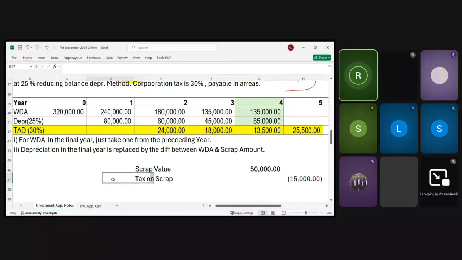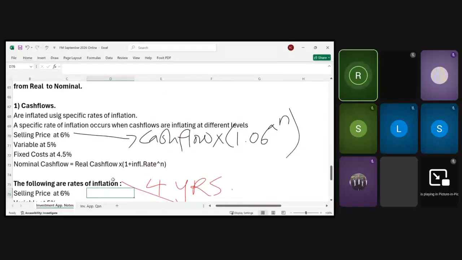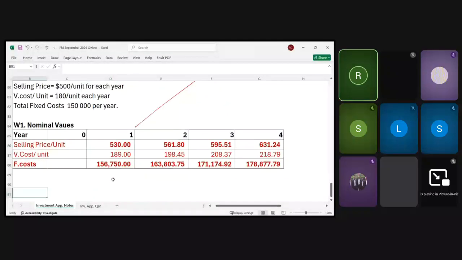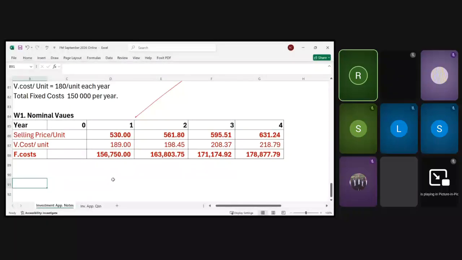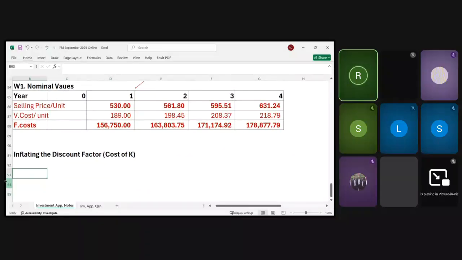Let us look at how to incorporate inflation on a discount factor, inflating the discount factor. Your discount factor is your cost of capital, K. So your cost of capital also needs to be inflated from real to nominal. What does that mean?